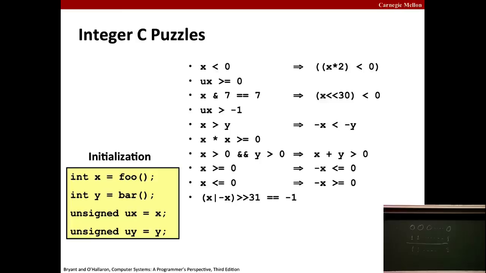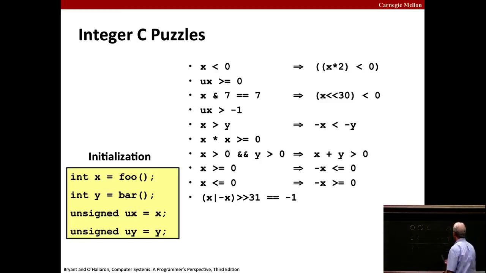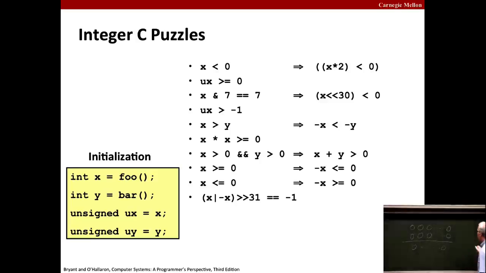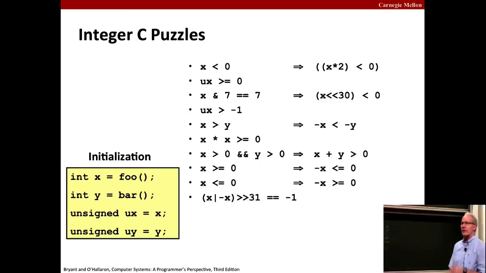I already jumped ahead to a different puzzle. X and minus x, and I'm... So you're right, actually. If the two numbers are 0, and I OR those, I get 0. But you'll notice if it's anything non-zero, actually this will be true. And that's an interesting feature.